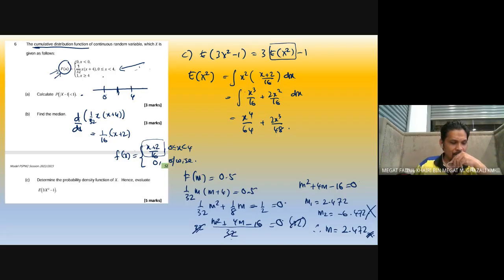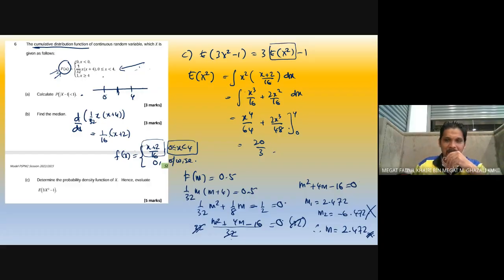Sixteen times 4, 64, 16 times 3, 48. So substitute with 0 until 4. According to this, 0 until 4 here, and this one is going to give you 20 over 3. So substitute the value of x in 4 and then 0, then you get 20 over 3.